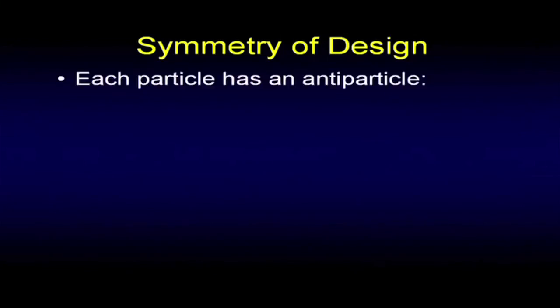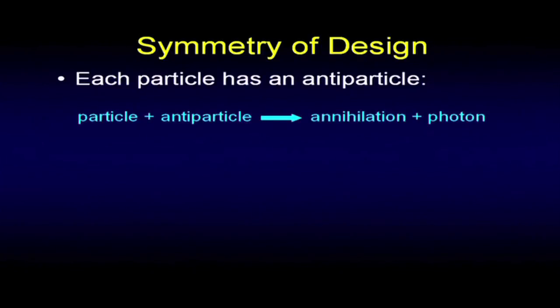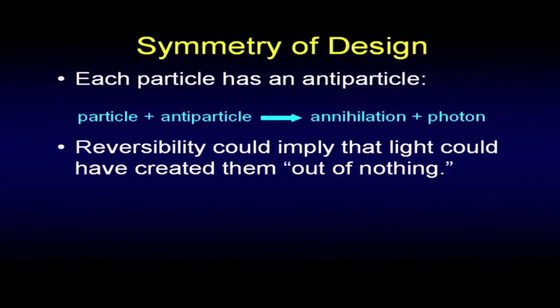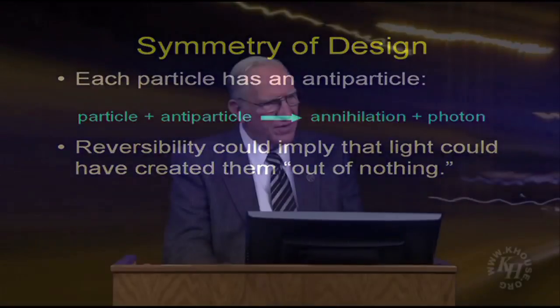Okay. Each particle that we encounter has an antiparticle, okay? A particle plus an antiparticle results in annihilation plus a photon. Ooh, that's interesting. Now, reversibility could imply that light could have been created out of nothing. Oh, really? Isn't that what the Bible says? That God, Bereshit bara Elohim. In the beginning, God created. The word bara means out of nothing. So why should we be surprised when we discover as we get into things that there's always a particle and an antiparticle involved? Ooh, that's kind of interesting.